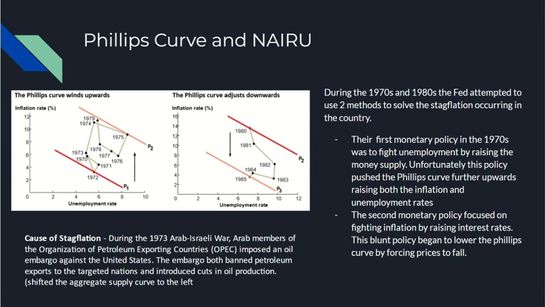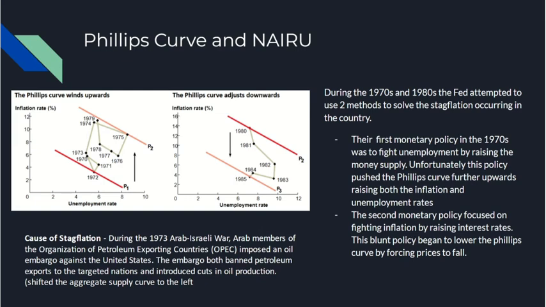As you can see, these were two ways in which the Fed attempted to fight stagflation, and I'll be explaining them on the right here. The first monetary policy in the 1970s was to fight unemployment by raising the money supply. Unfortunately, this policy further pushed the Phillips curve up and raised both the inflation and unemployment rates even further, as can be shown on the leftmost graph.